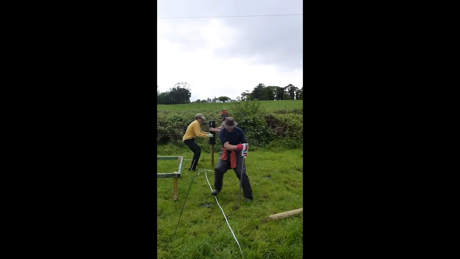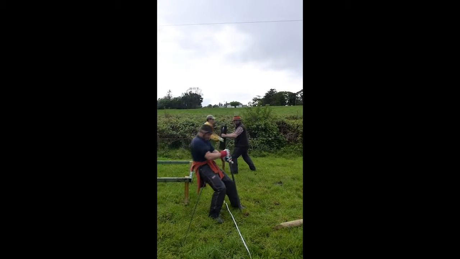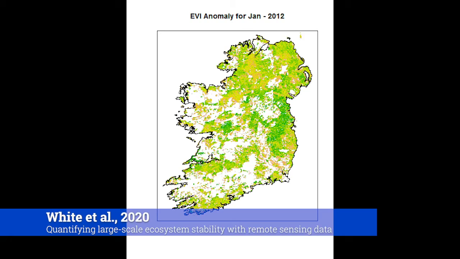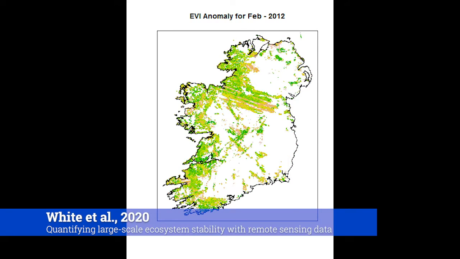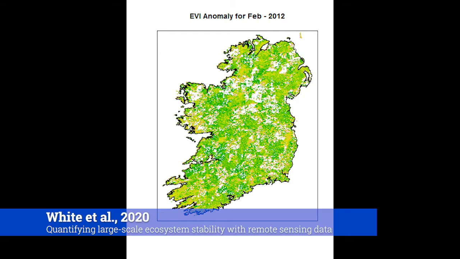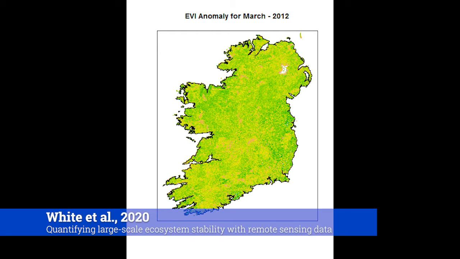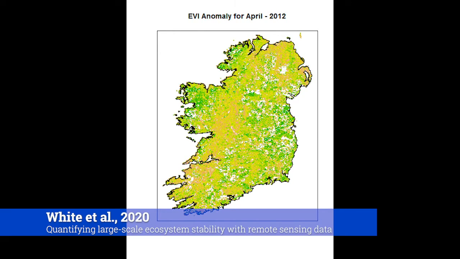So one thing I'm really interested in is looking at these patterns at landscape scales. And to allow me to do that, I use data from satellites. So these things called vegetation indices, which use different wavelengths of light to basically measure how green an area is, so you can see how productive it is.